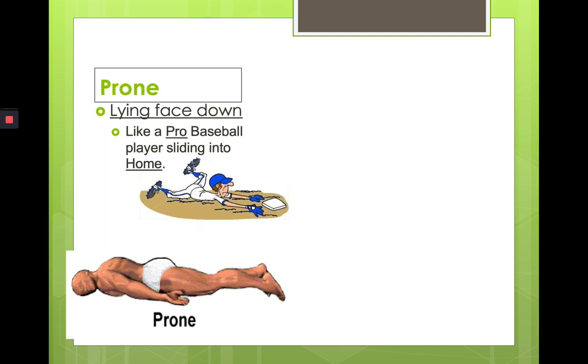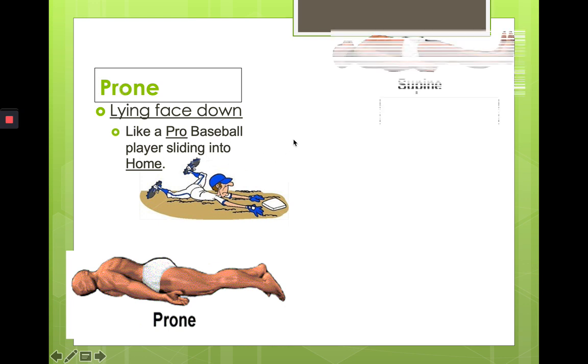Prone means lying face down. So when we say the body's in a prone position, this is what the body looks like right here. Here's a little trick to help you remember, like a pro baseball player. When he slides into home base, he's usually sliding in face down. So maybe that little trick right there will help you remember what prone means.